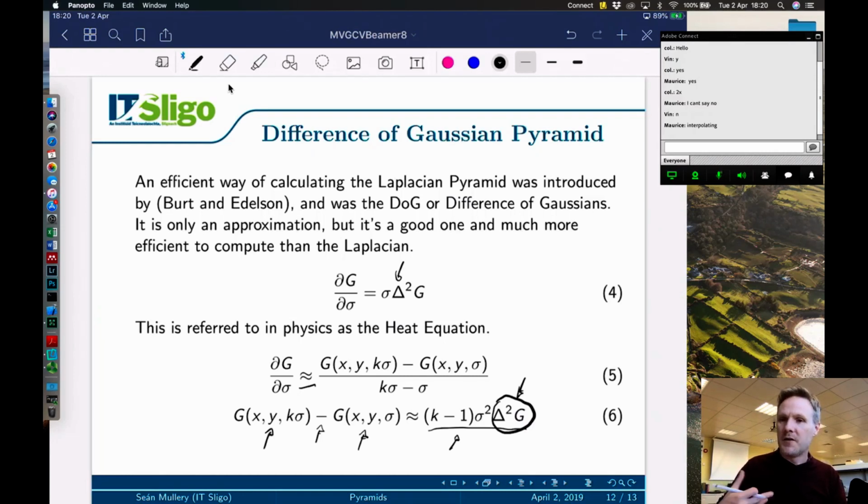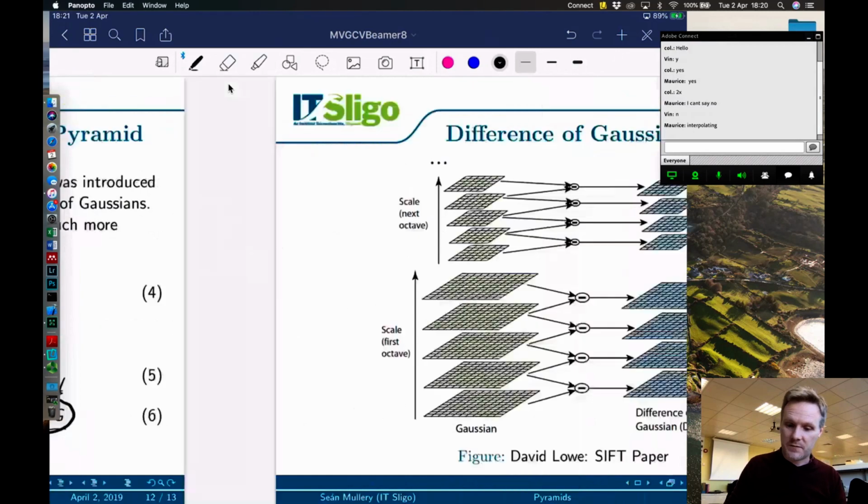The important thing from your point of view is that for a lot of these things, because some of them are quite complex to compute and have a lot of computations in them, we're always trying to find an approximation that's pretty good and that also can be done quite efficiently. And so the difference of Gaussian turns out to be quite useful for that.